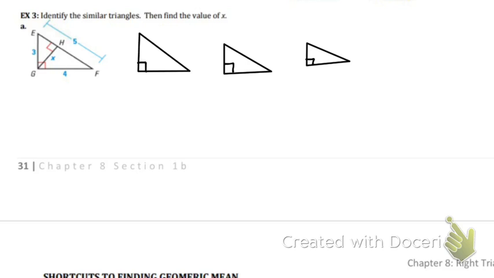Then we're going to label them. Well, the big one is EGF. And we have some numbers we can put on there. E to F is 5. E to G is 3. And finally, G to F is 4.